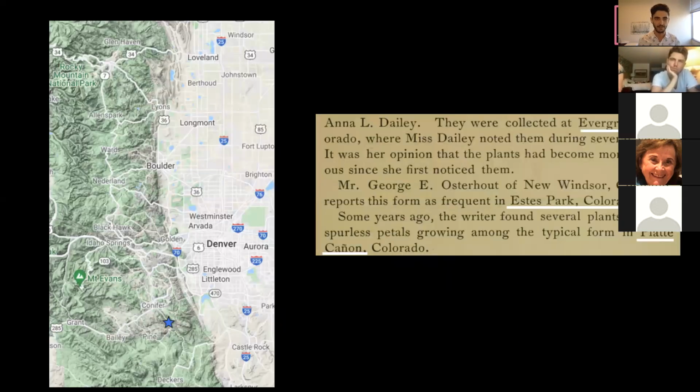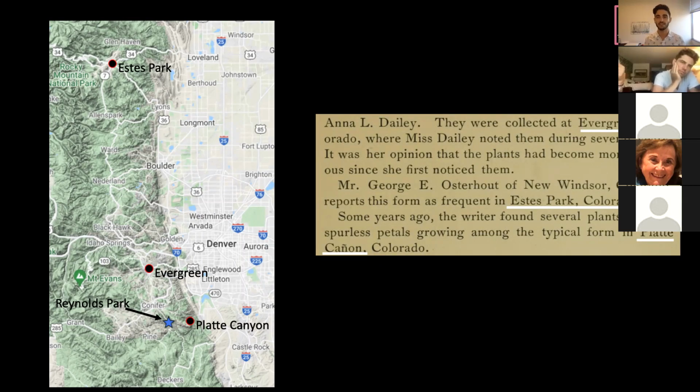Also in that description, she mentions it's found in 3 places. By a Miss Anna Daly in Evergreen. Daly is where we get the Dahliae name. By an Osterhout in Estes Park, and then herself in Platte Canyon. Well, this blue star is Reynolds Park. This is our study population. You can see it's just outside of Denver. And these are those 3 localities that she described. So it's not surprising that we're finding it at high frequency nearby the original descriptions.